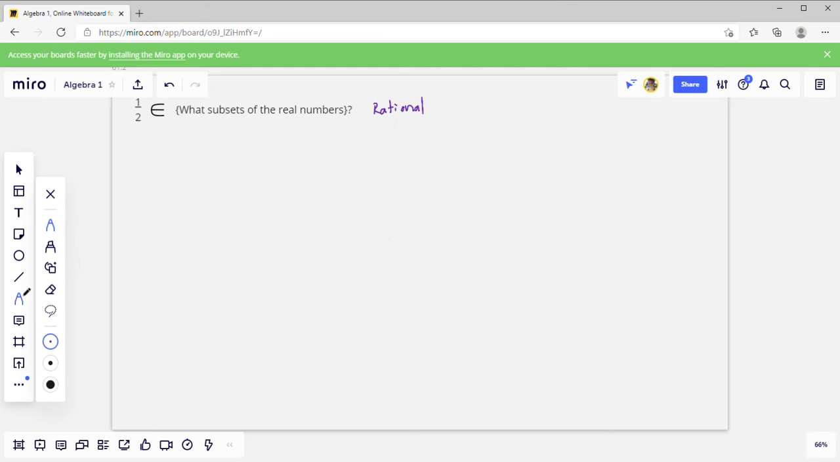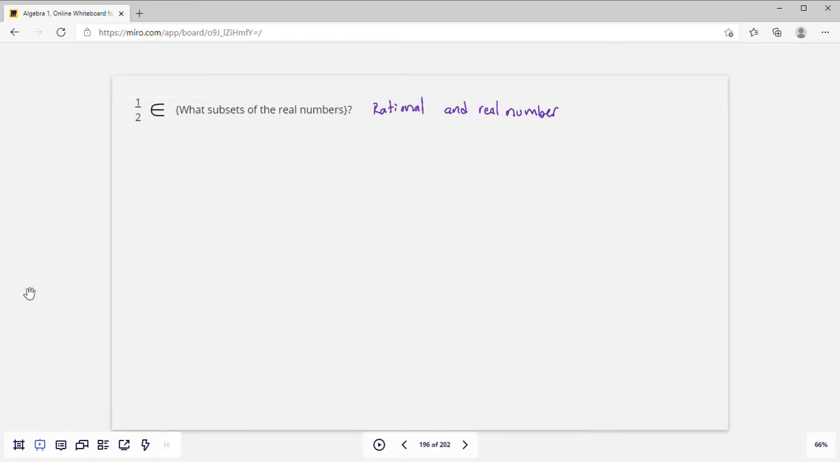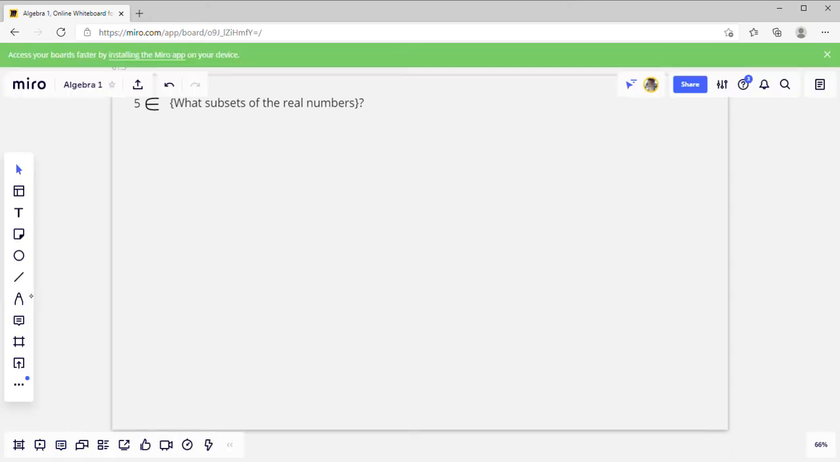So rational numbers and real numbers. Because remember, real numbers was our big box. All right, what subsets is 5 a member of? Remember that stretched out e means "is a member of."